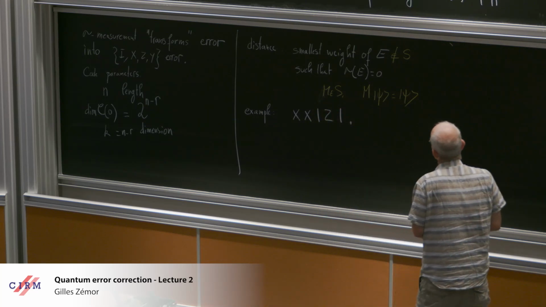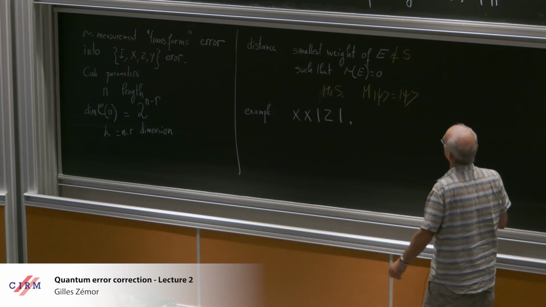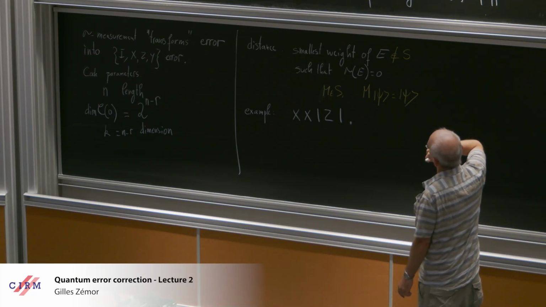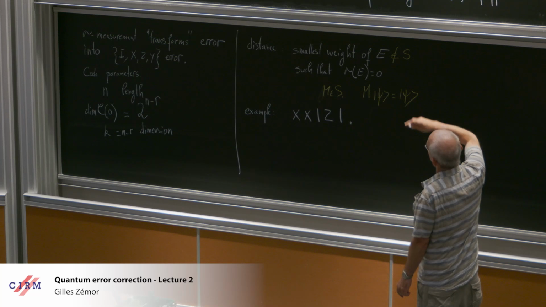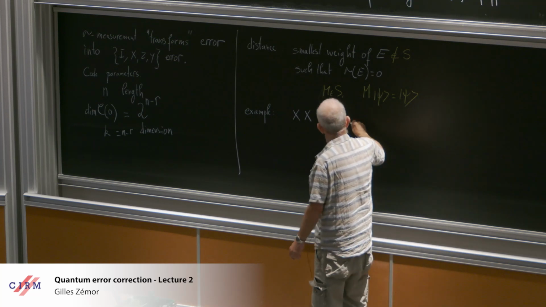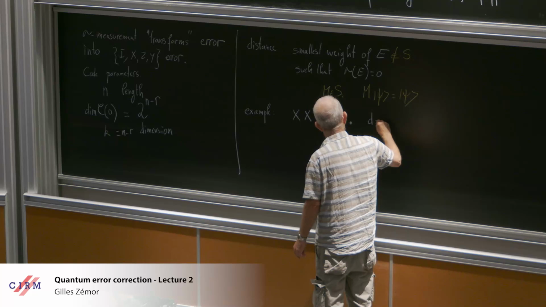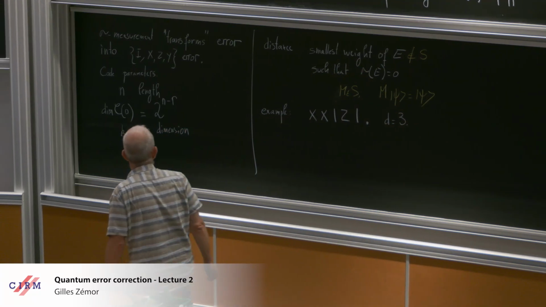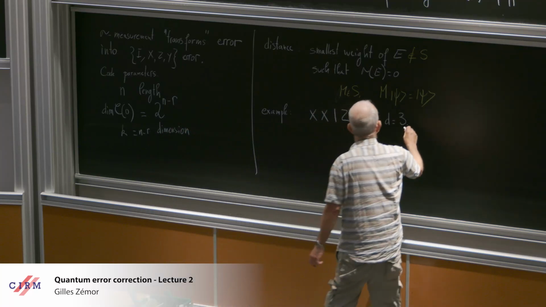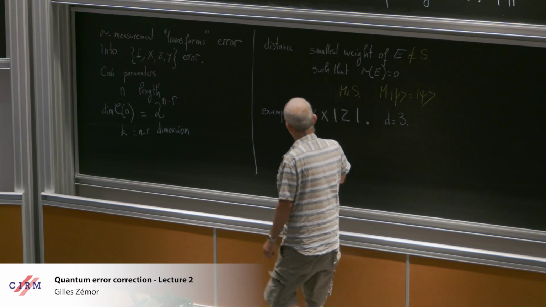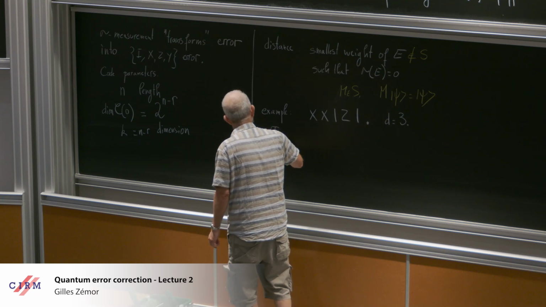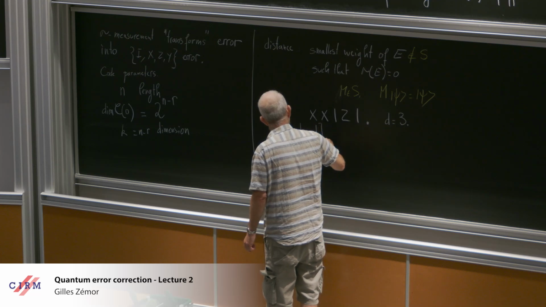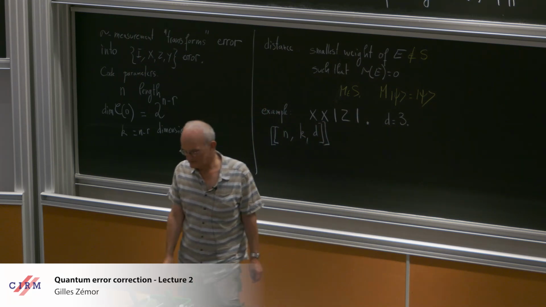And this is the smallest weight you can get in the case of the 5-qubit code. So the 5-qubit code has a minimum distance equal to 3. The parameters of a quantum stabilizer code are usually written like this, N, K, D, like in the classical case.